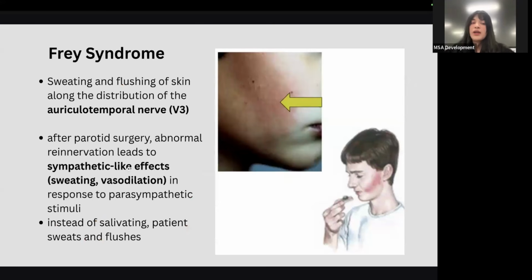Frey syndrome. Okay. Let's read this first. Sweating and flushing of skin along the distribution of the auriculotemporal nerve. We just talked about the auriculotemporal nerve. What's going on here, right? So after parotid surgery, abnormal reinnervation leads to sympathetic-like effects in response to parasympathetic stimuli.